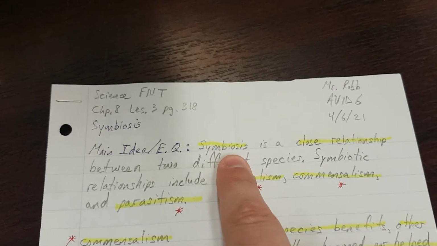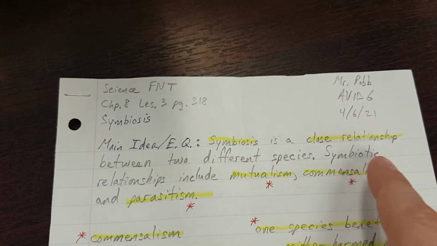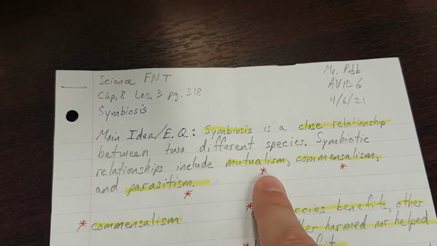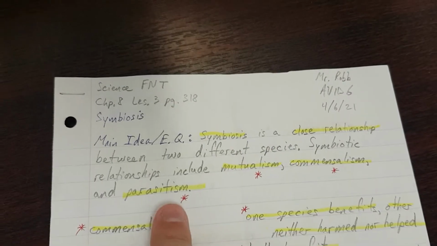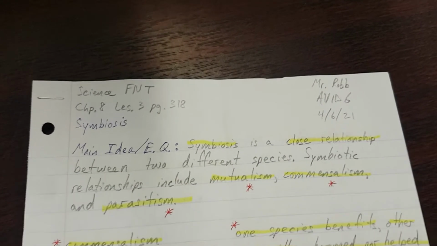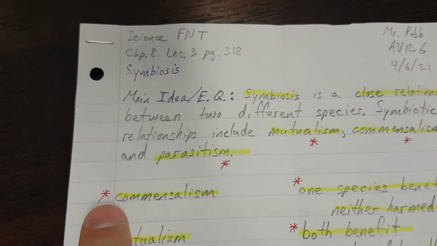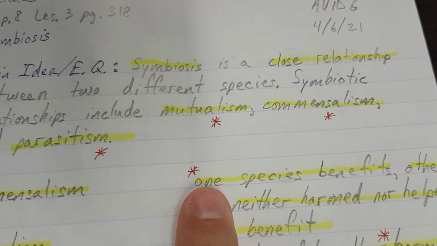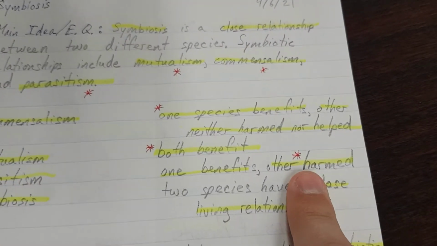All right, now let's look at our written main idea. Symbiosis is a close relationship between two different species. Symbiotic relationships include mutualism, commensalism, and parasitism. So when we write all that, we're going to want to give an example of each one. Okay, mutualism, annotate it, it's when both benefit. Commensalism, annotate it, it's when only one benefits. Parasitism, annotate it, it's when one of them is harmed.